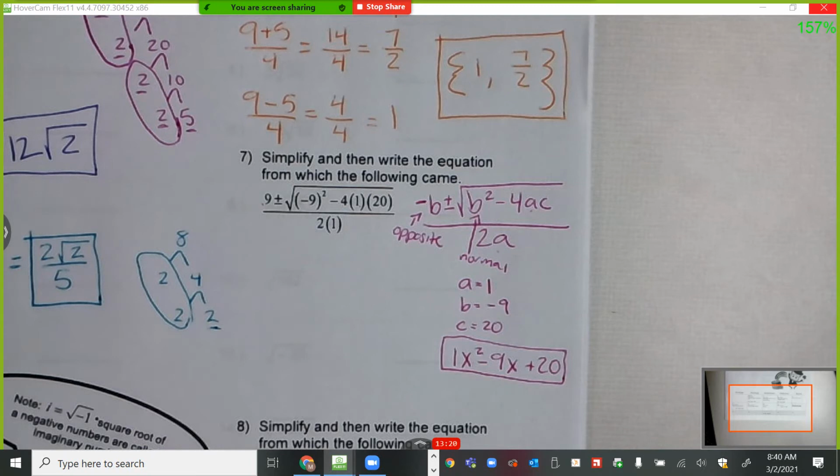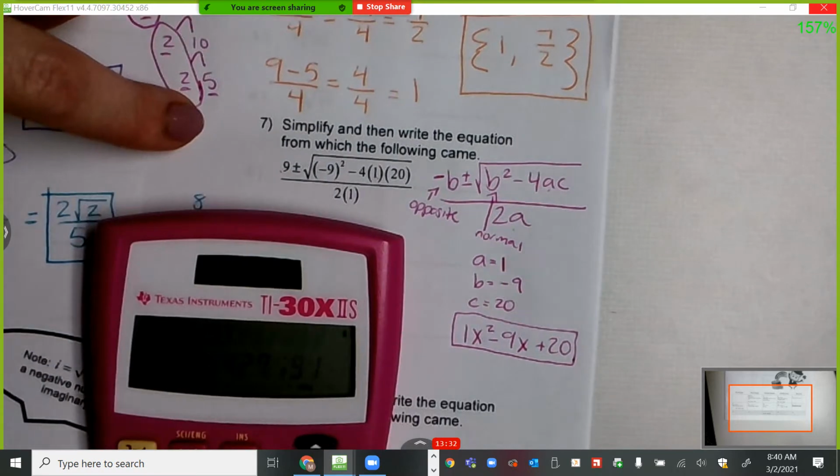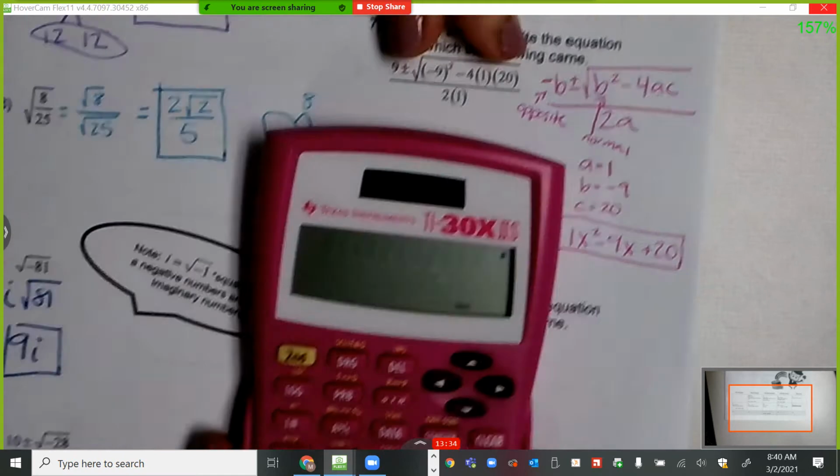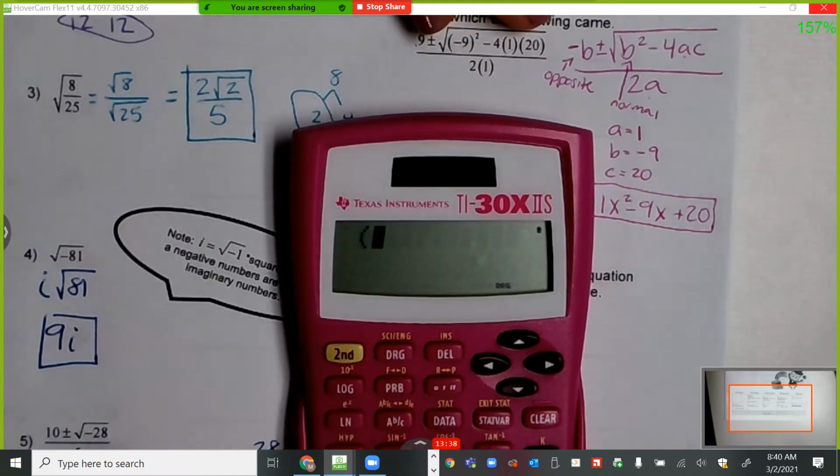So now let's actually simplify it. The way you want to simplify these, just in case they're imaginary, is you want to type what's inside the house first all by itself. So I'm just going to type what's inside the house, and I'm not going to include the house. So it's parentheses negative 9 squared minus 4 times 1 times 20, and that equals what?